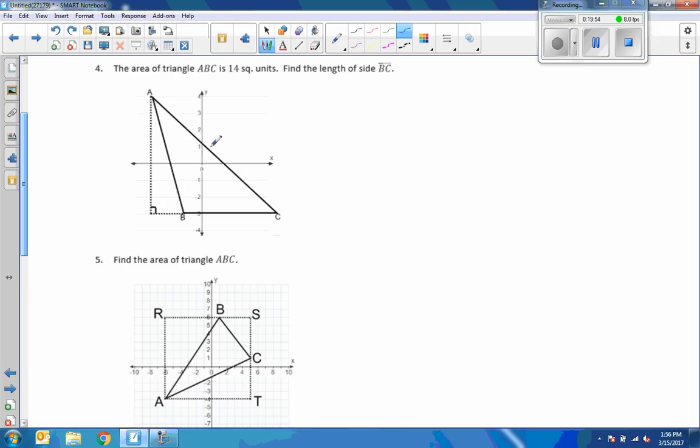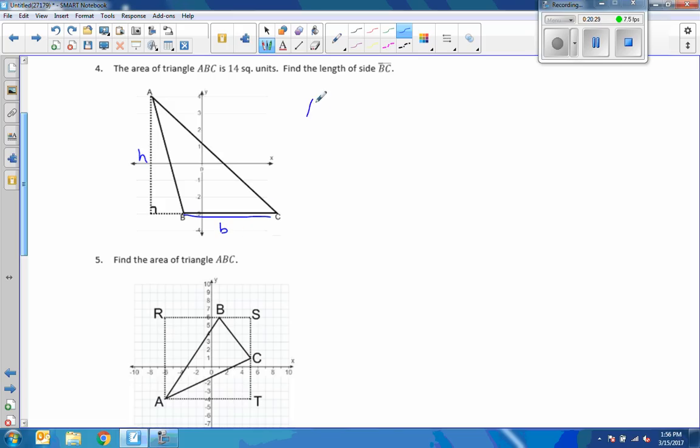Okay, let's see how we did here. The area of a triangle ABC, triangle A, B, C. So it's this triangle here. It's 14 square units. It's asking for you to find the length AC. On this diagram, if you draw a perpendicular down the side, that is our height. Height is straight down. This is not our height. This is height.